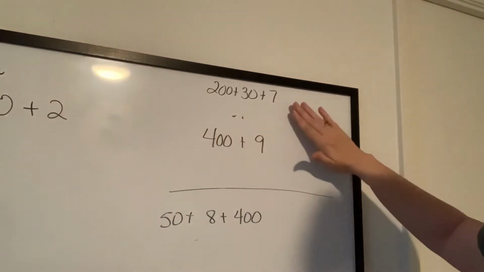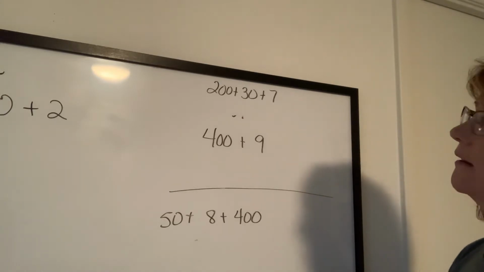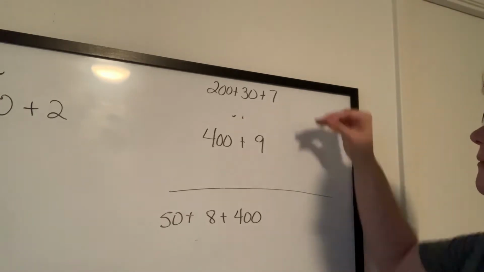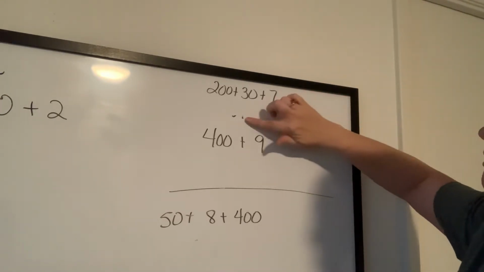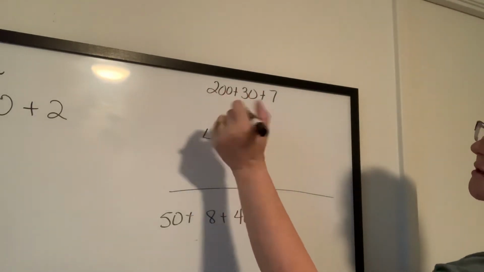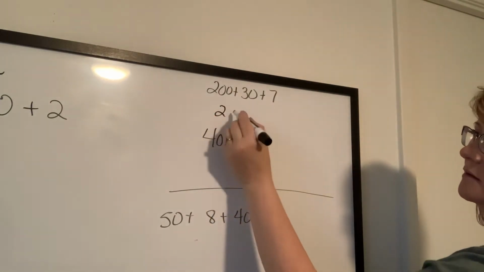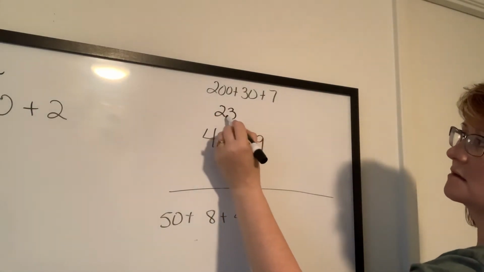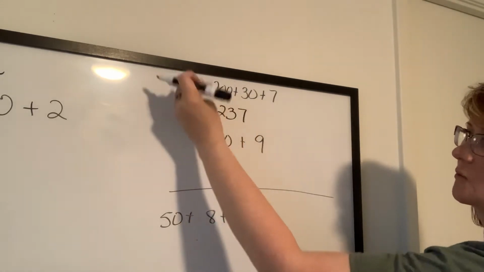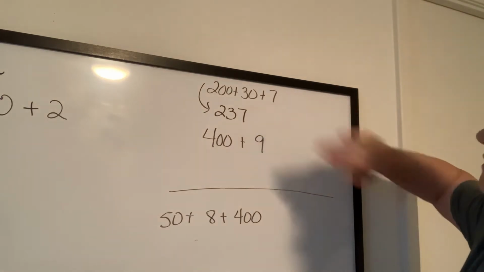Okay, so up here I have 237. And I'm going to change that from expanded form to my standard form. So my 200, I'm going to put it first in my 200s place. 30 is 3 tens, and then my 7 ones. So all I'm doing is I'm going in reverse. I'm taking my expanded form and just writing it in digits.